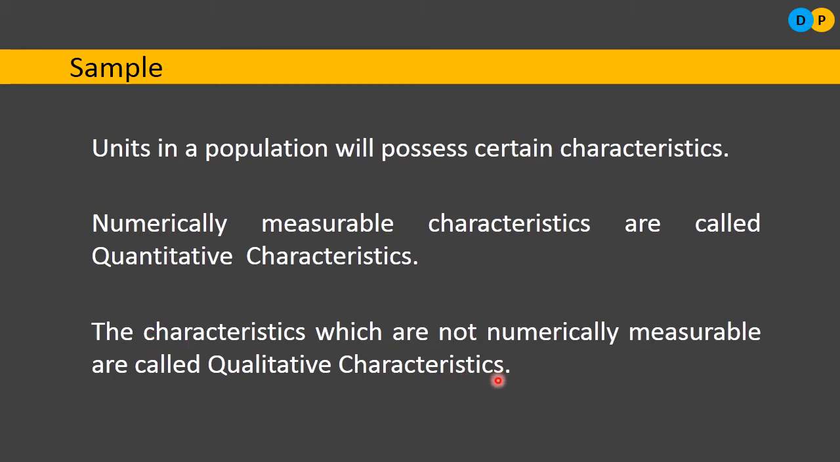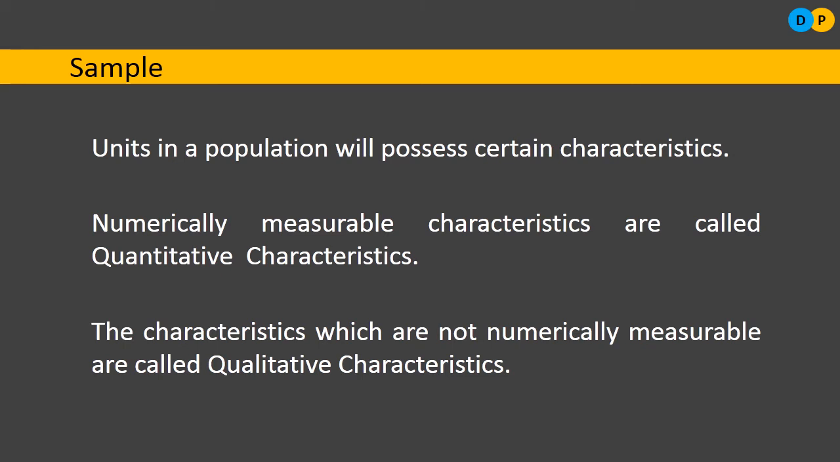Similarly, some characteristics are not numerically measurable. For example, you cannot measure the color. Is it possible? You cannot say he is so much percentage dark, or fair. Similarly, you cannot measure intelligence. Is it possible for you to measure intelligence? Is it possible for us to measure attitude? No, you cannot measure them. Certain characteristics of units are not numerically expressible or measurable. Such characteristics are referred to as qualitative characteristics.